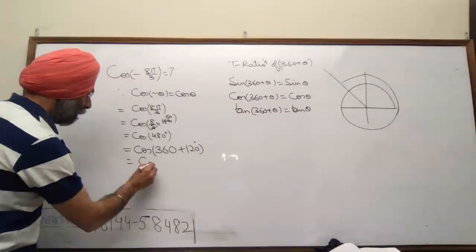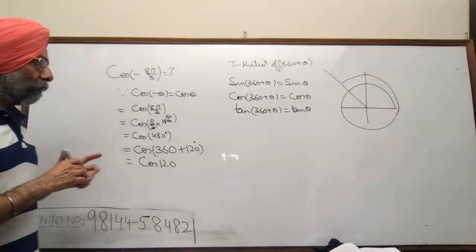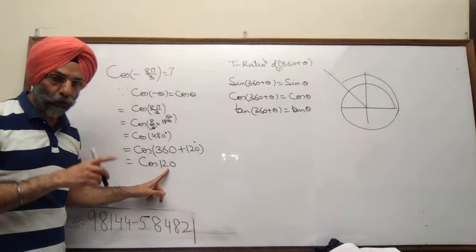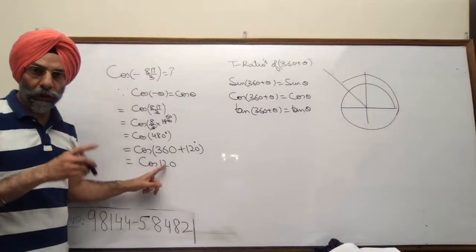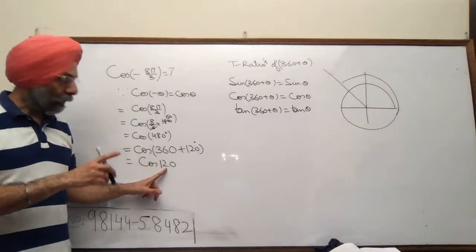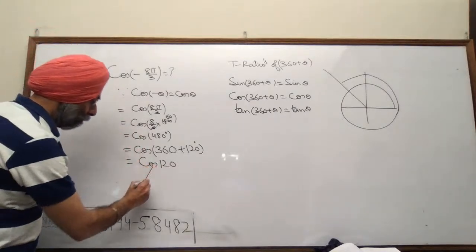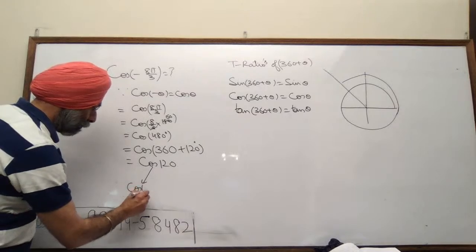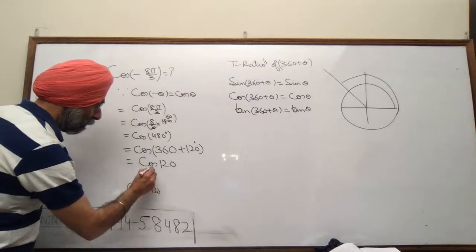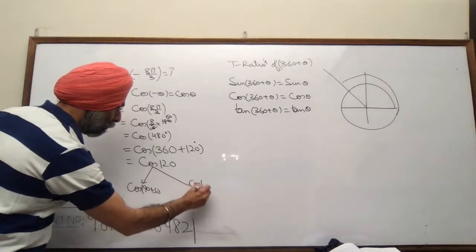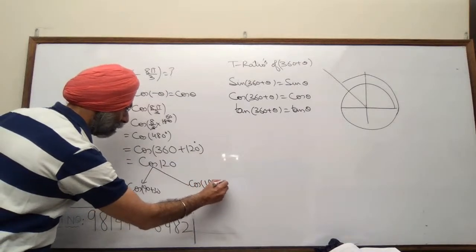Now, it is cos 120, but we have yet to reduce this angle to acute angle. This is not as such an acute angle. Okay, there are two ways now. One way out, cos 90 plus 30, other way out, cos of 180 minus 60.